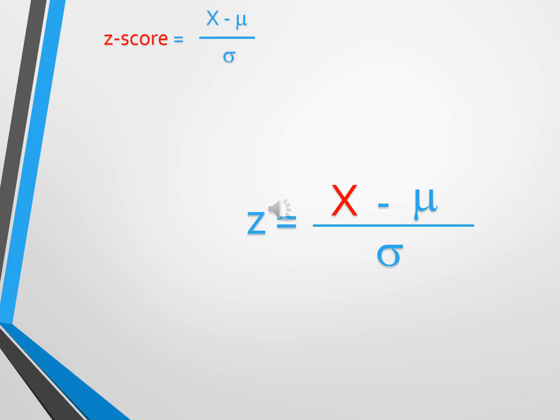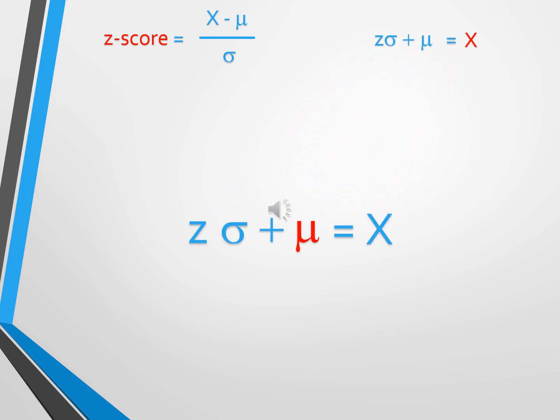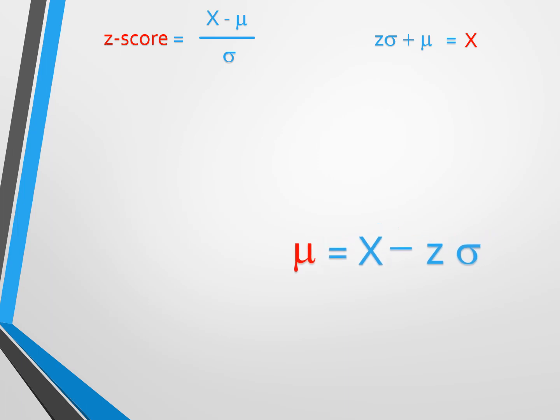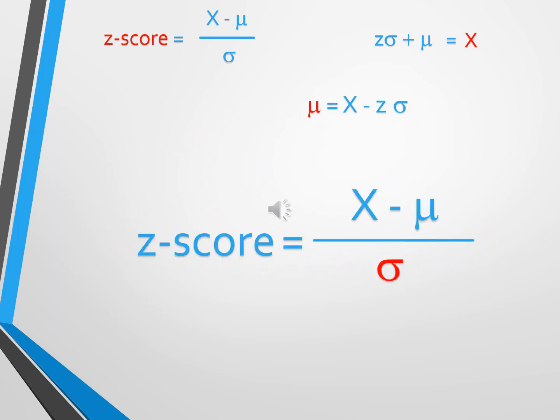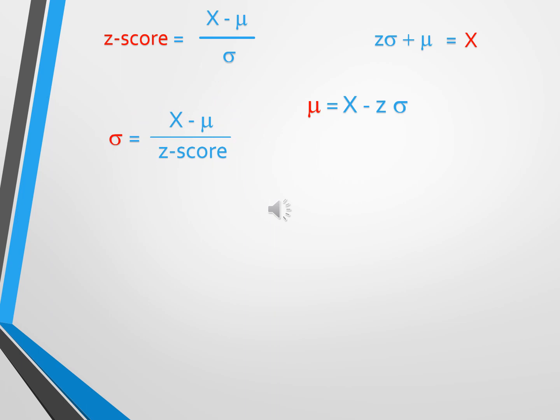And when scores are in z-score form, we can always get back to the original score. In fact, with 3 of the 4 values, we can always find the remaining value. So here, in this equation, we're solving for x. And here, we are solving for mu. Here we're solving for sigma. And we'll do more of that later, because now we need to know what else we can do with these z-scores.